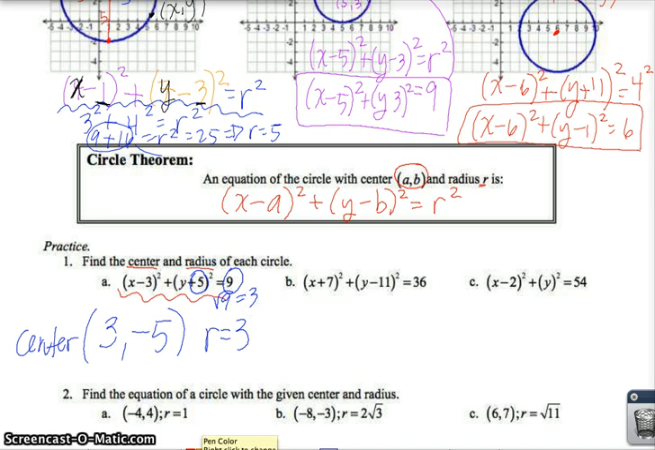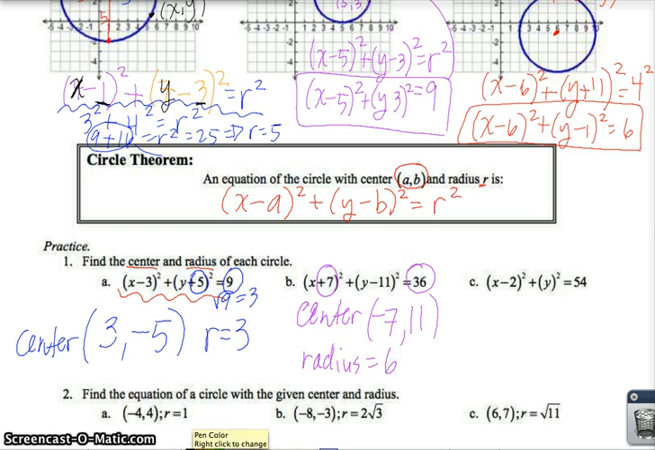Let's try the second one. The center, we don't want a plus sign, we want it to be a minus. That means we input a -7. So this x-coordinate of the center of the circle is -7, and the y-coordinate of the center of the circle is +11 because there is a minus sign there. So here's my center, and my radius is equal to the square root of 36, which is 6.